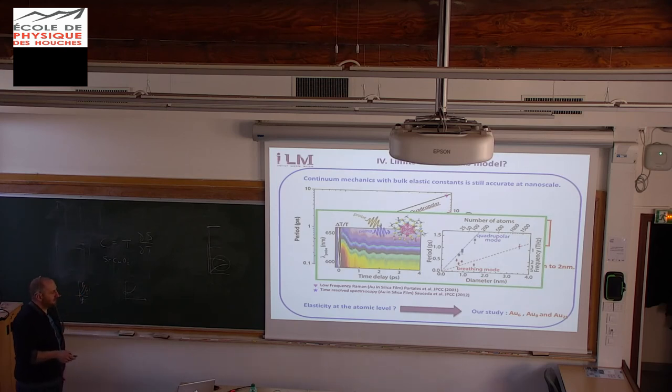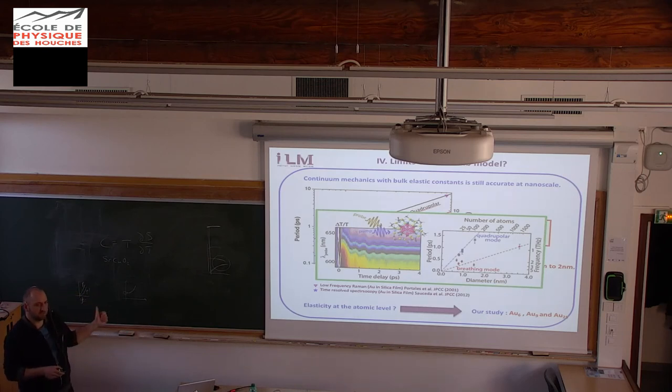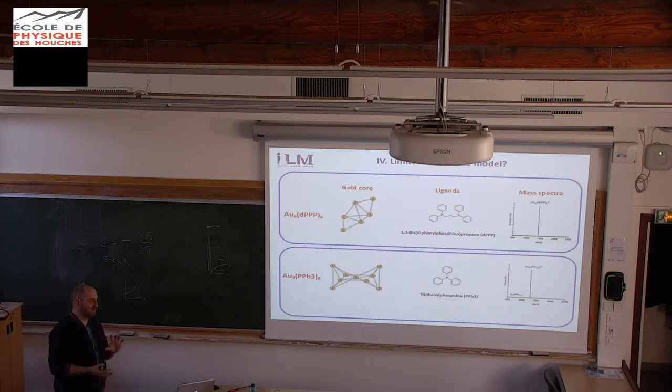In our case, we have also worked on the same kind of object, but with the smallest objects, so it's 6 gold atoms and 9 gold atoms, but there are ligands everywhere. So these are the samples, and this is just a scheme to see the shape. It's not really planar, it's not really a sphere, okay?